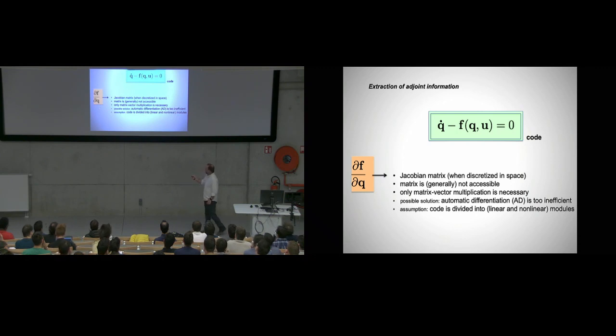This matrix is generally not accessible, so we don't form that matrix. All we need is a matrix multiplication with that matrix. So I'm totally happy with a routine where I give it a vector, Q, and it gives me back the vector that is multiplied by the Jacobian without ever forming the Jacobian, okay? So only matrix-vector multiplication is necessary, okay?